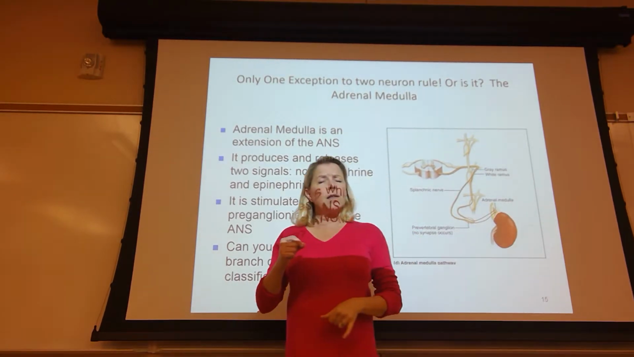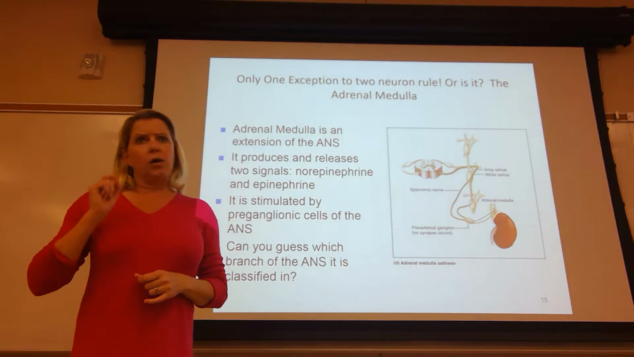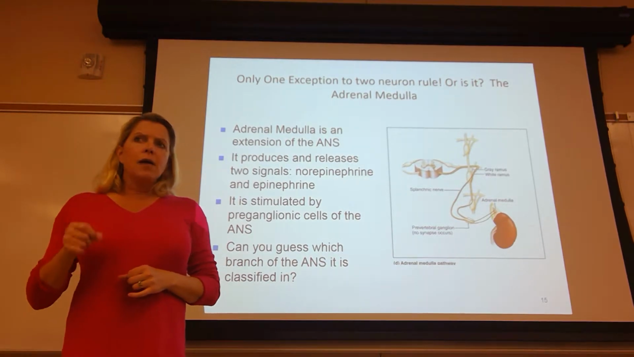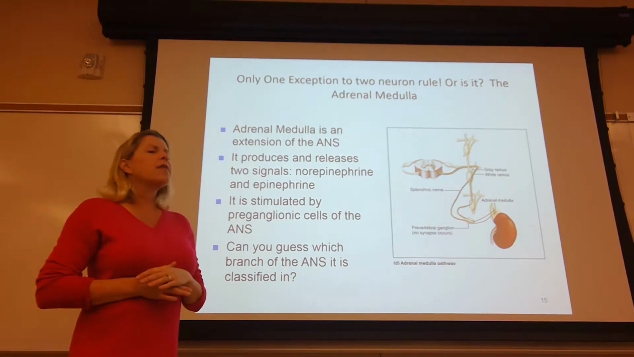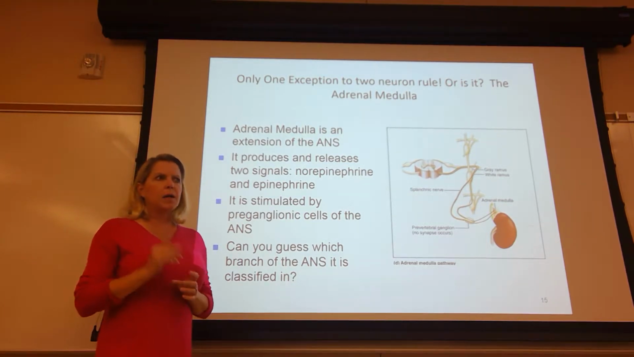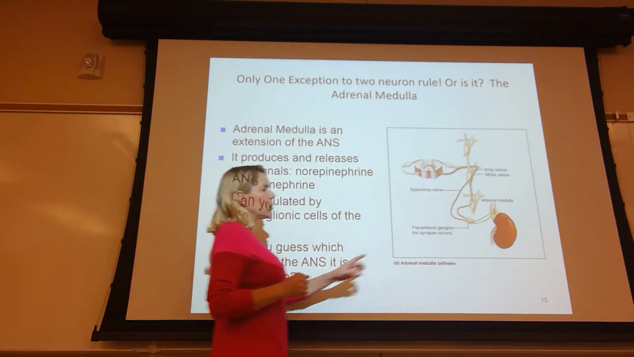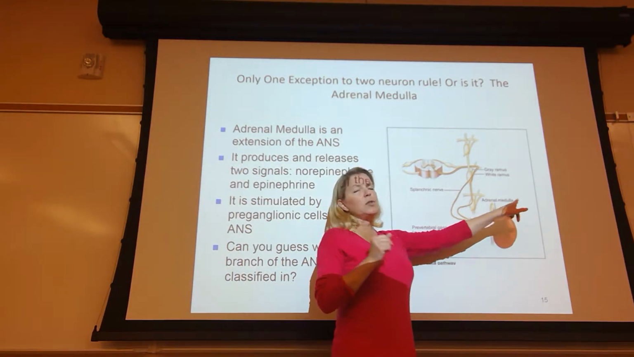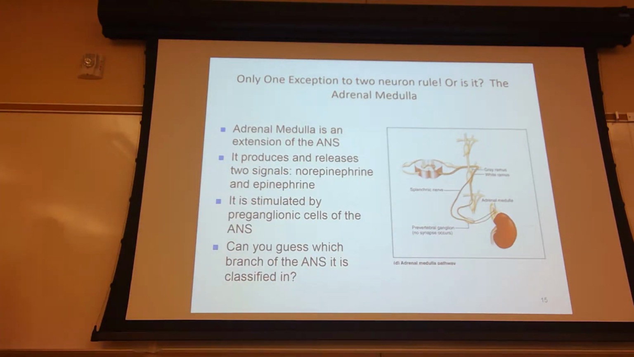You might think that I'm breaking the 2-neuron chain rule. That is not true. The cells in the adrenal medulla are called chromaffin cells. They are modified postganglionic cells. When they release their neurotransmitter, they release it into the bloodstream, and therefore it is a hormone. So it might look like it is an exception. It is not. There is still a 2-neuron chain.